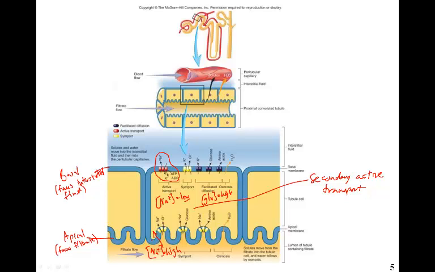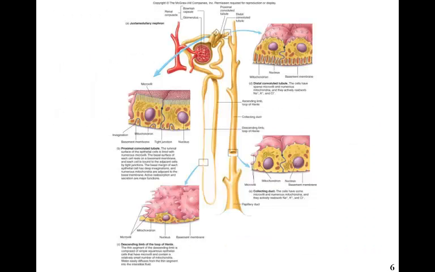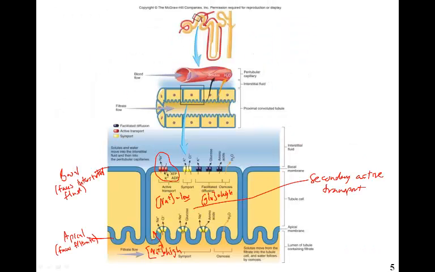If there's a lot of water here and not as much here, more solutes in here, water's going to want to go from filtrate into cells. And guess what? It's got channels that let it do just that. So as these transporters pull solutes into the cell, water follows by osmosis. That's the way we say it. Water follows by osmosis. It follows the solutes by osmosis.